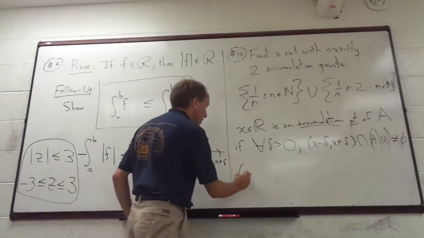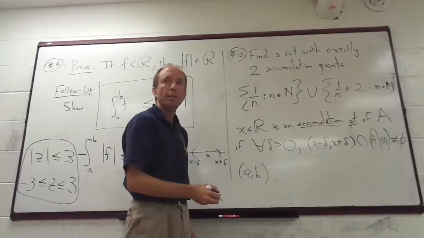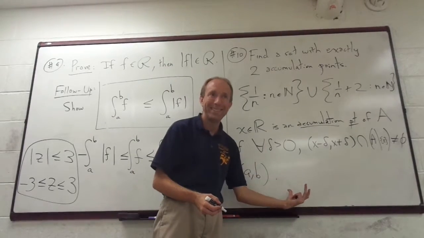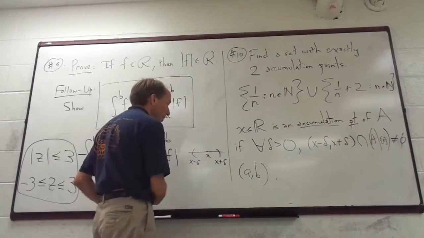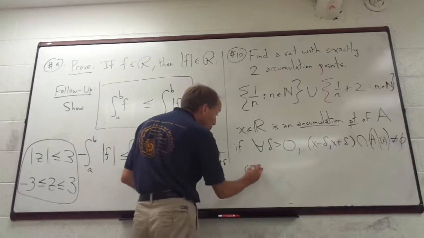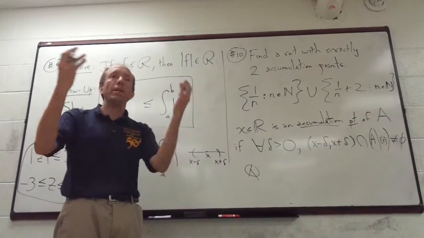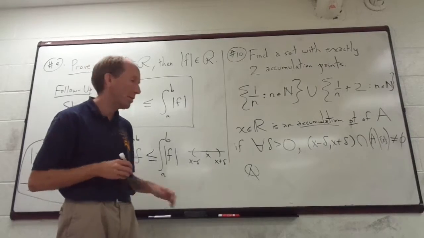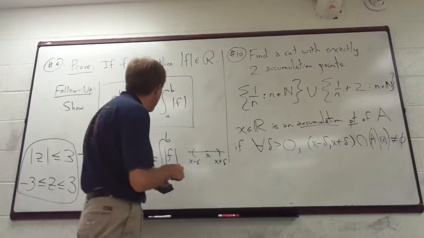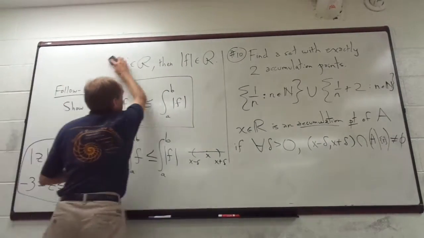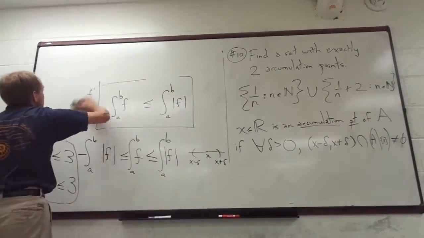So just go back and review some basic examples. The accumulation points of an open interval turn out to be the closed interval, right? Accumulation points of Q: every real number would be an accumulation point of Q. So you've got some examples that you can go back and study. Okay, let's do another problem.